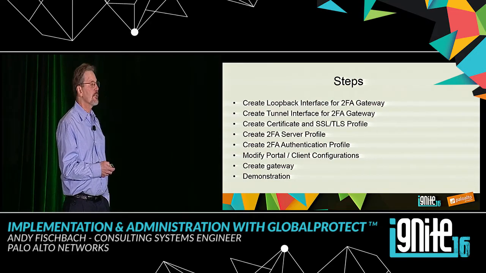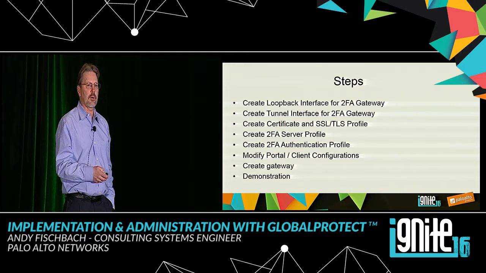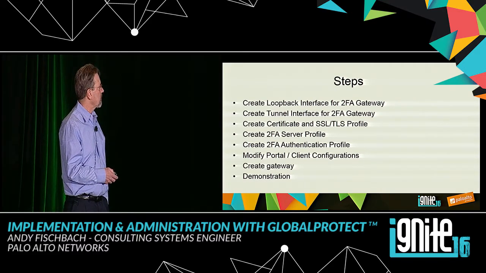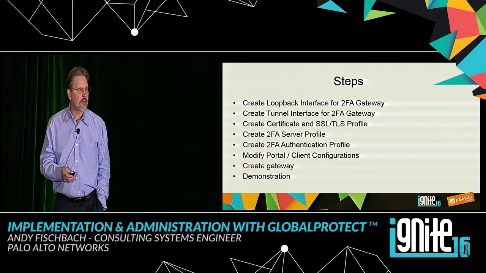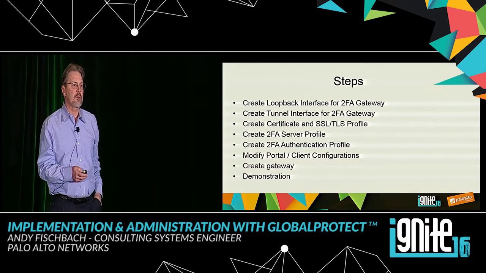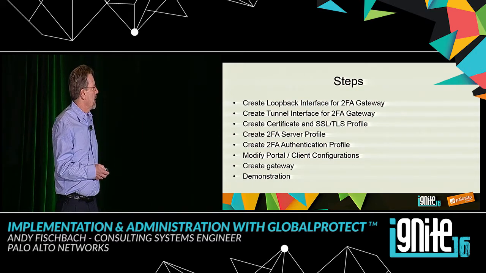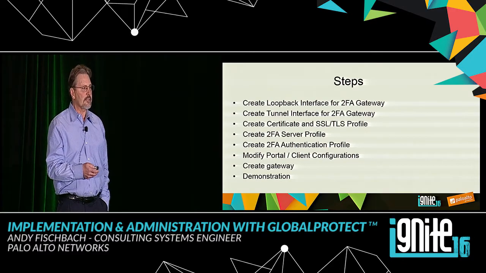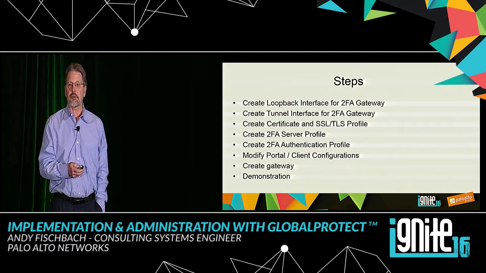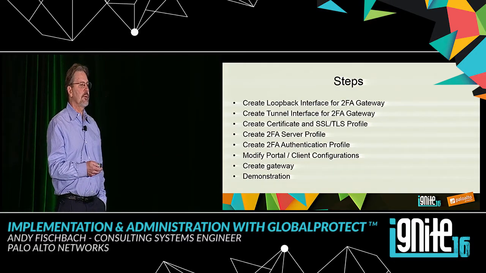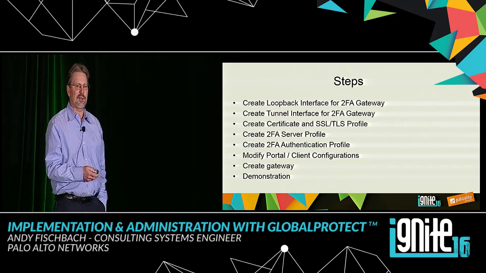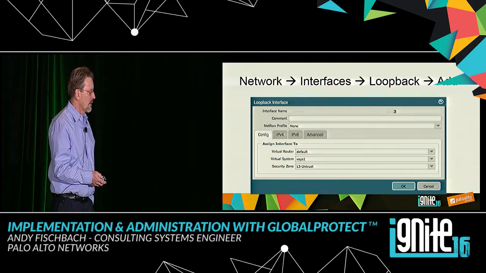I'm going to create a tunnel interface. I'm going to create a certificate and then also a certificate profile so that I can identify whether I'm going to use TLS 1.0 or 1.5, whatever. I'm going to create my two-factor authentication profile, which is my radius profile. I am then also going to modify my portal to add that gateway into the list of gateways that my users can select from. Then I'm going to create the gateway itself. And I'll show you a demonstration of how that really looks to your end user.